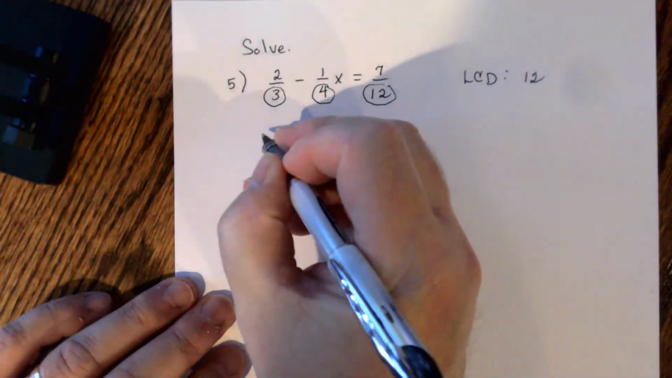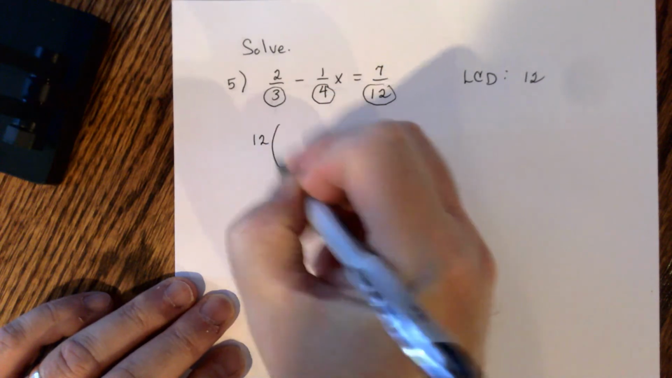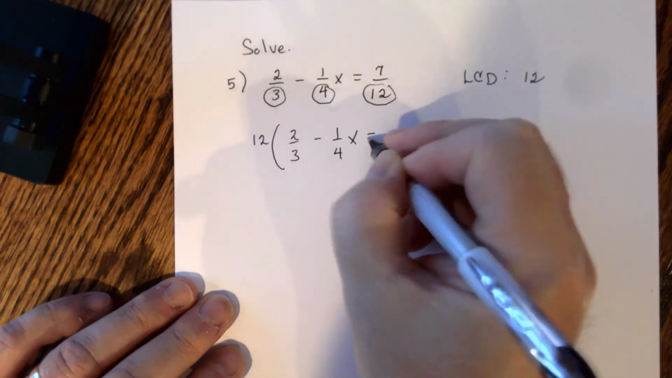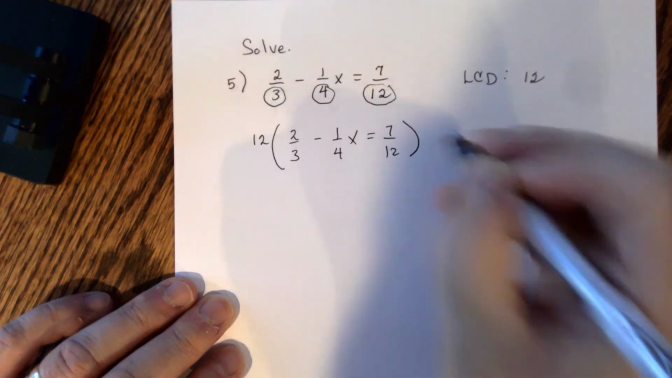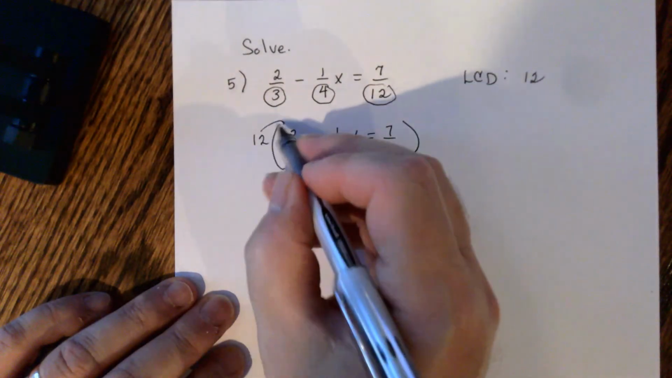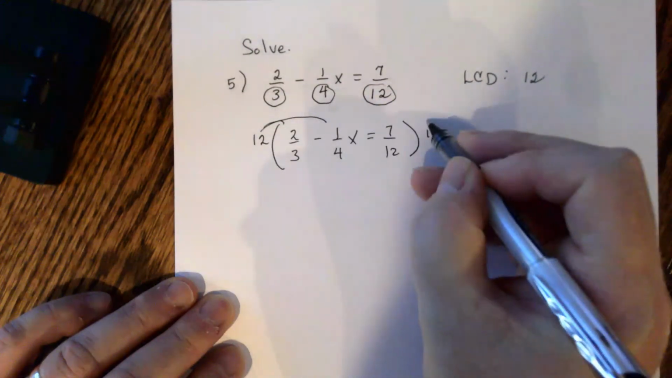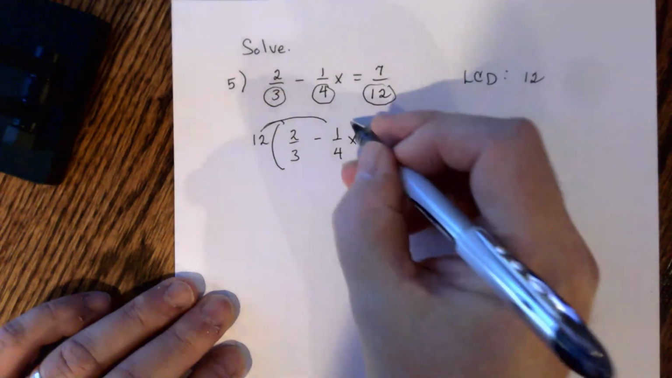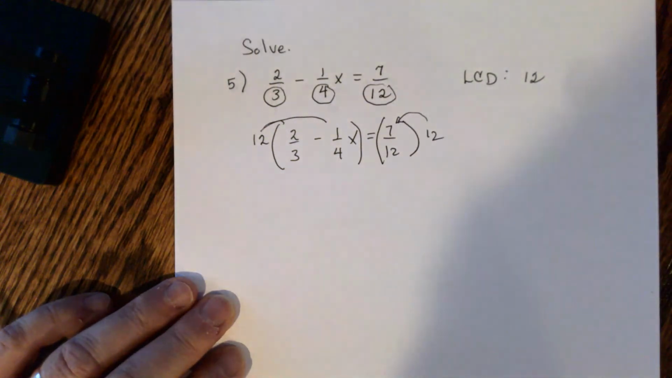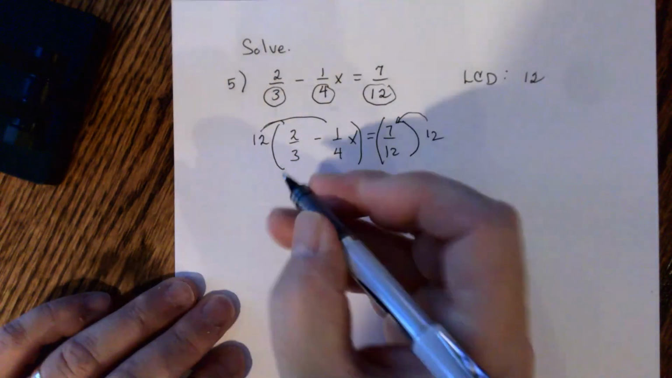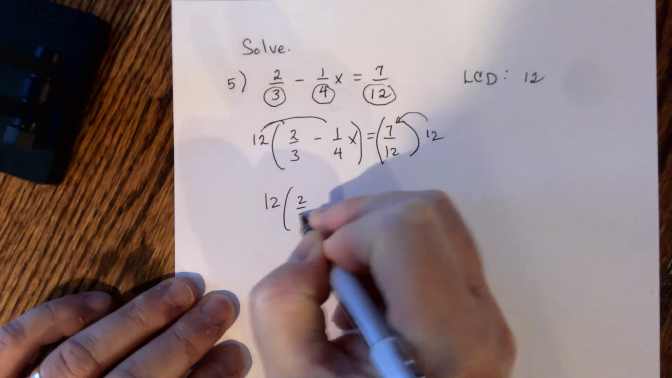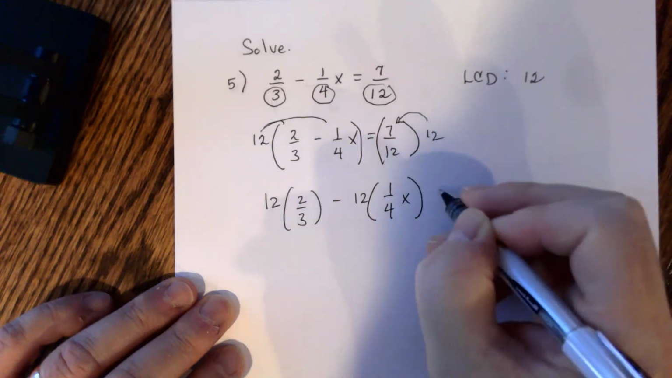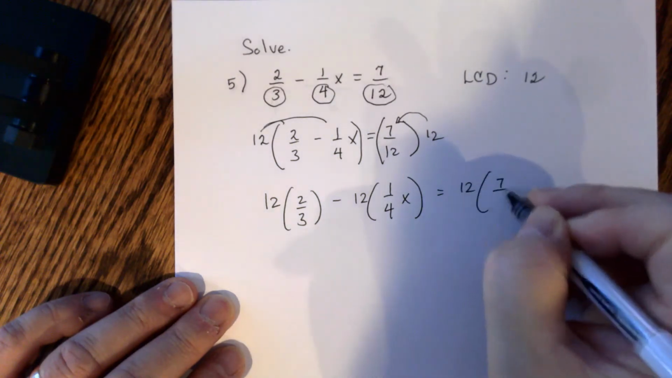What I'm going to do now is multiply by 12 the entire equation. And so I'm going to distribute to all of my terms in my equation. I'll clean up the math a little bit here. There you go. That looks a little bit better. And so I'm going to end up with 12 times 2/3 minus 12 times 1/4 x equals 12 times 7/12.